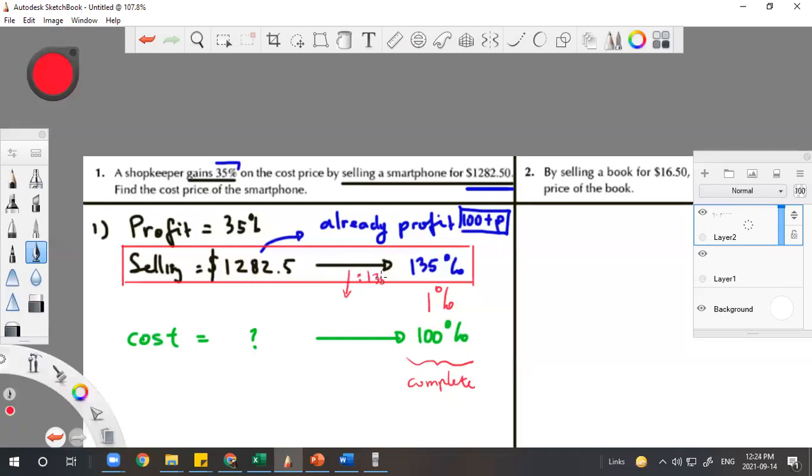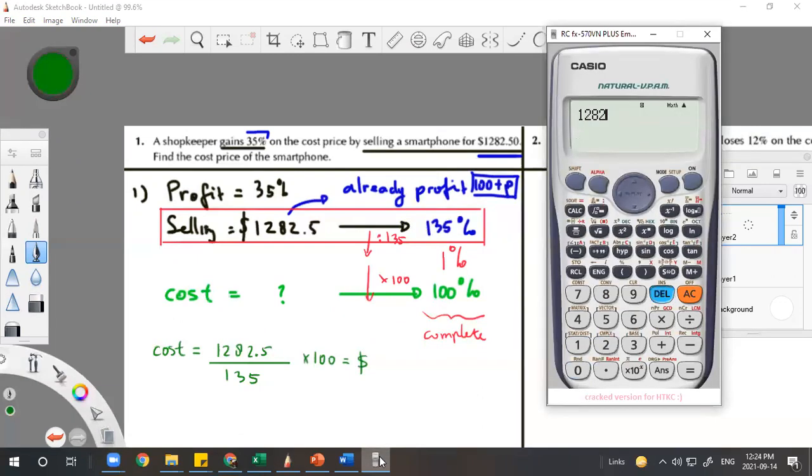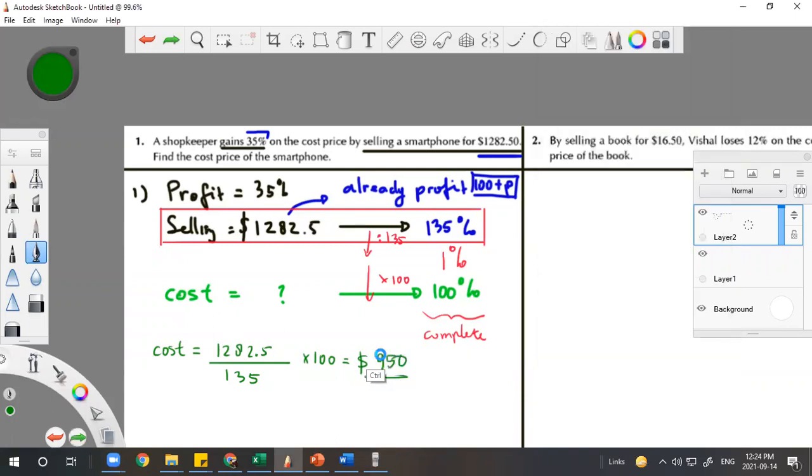Divide by 135, see the number? And then you multiply by 100. As simple as that. Okay, you can find the cost price then. So the cost price will be, I use the dark green color, 1282.5. You divide by 135, and then you multiply by 100. So this is your cost price. So 1282.5, you divide by 135, and you multiply by 100. $950.